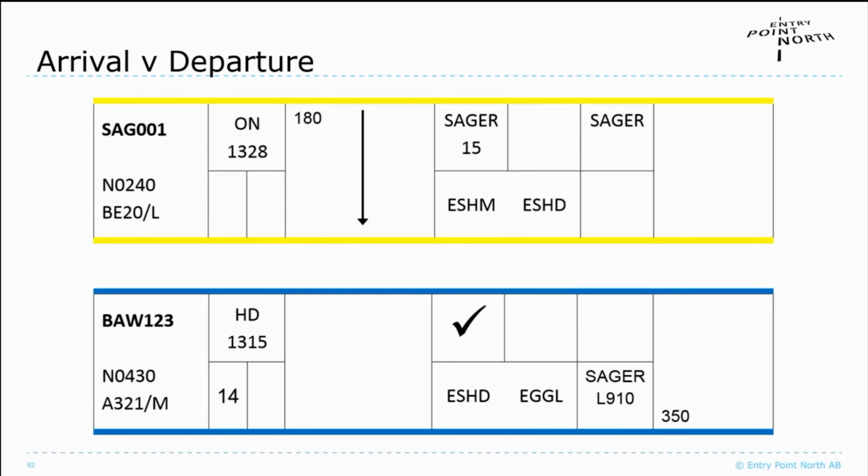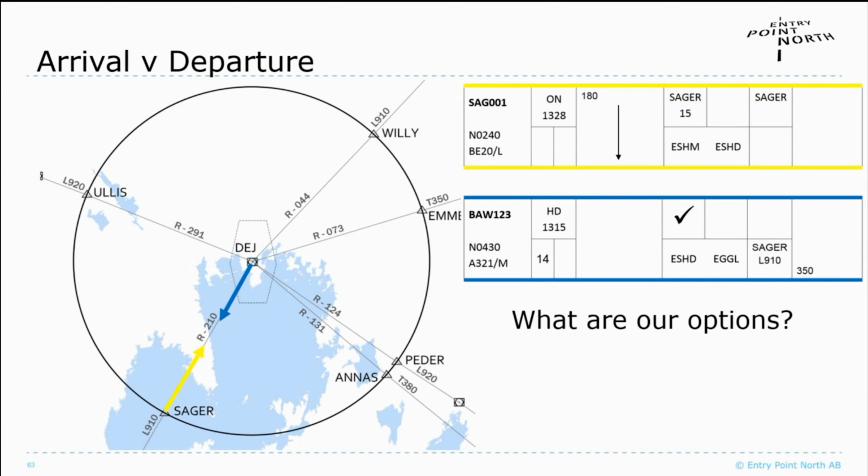So here we have Medical 001 inbound via Saga to land at Deya, and we have Speedbird 123 on the ground at Deya, and they would like to depart outbound to Saga. So here's the situation so that you get your mental picture of what the aircraft are going to be doing. And now we need to look at what are our options.